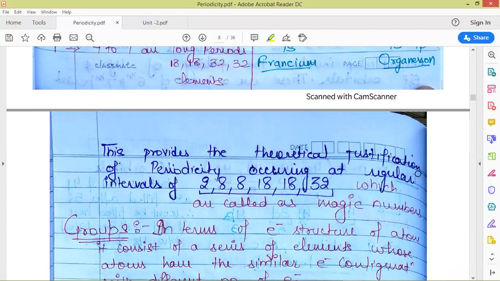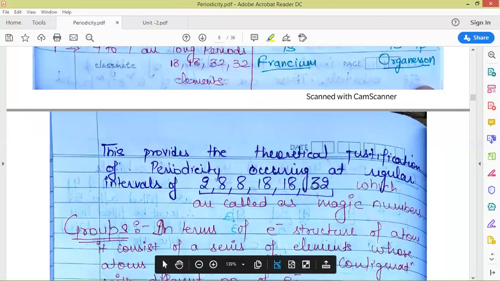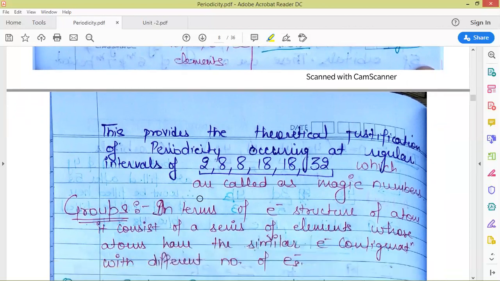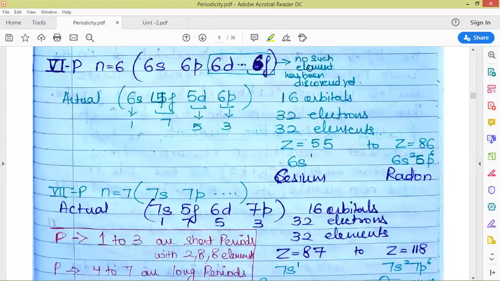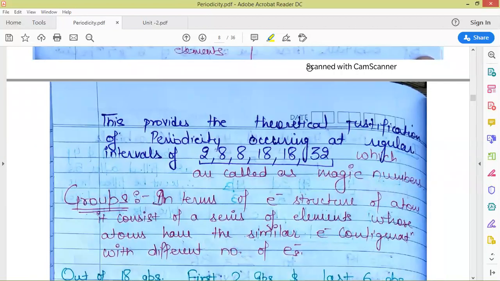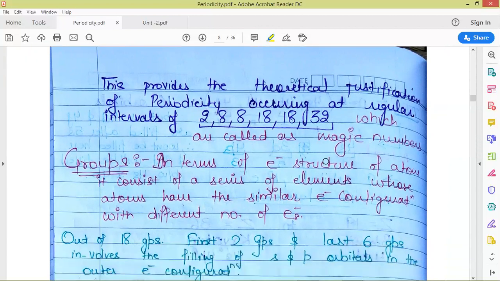So here we can see that the properties are getting repeated after regular intervals of these numbers. These numbers are called magic numbers, as they provide the theoretical justification for periodicity occurring at regular intervals. So here we have seen how properties are getting repeated after regular intervals, as the elements which are members of the same group have similar properties, so they are repeating their properties based upon these magic numbers.